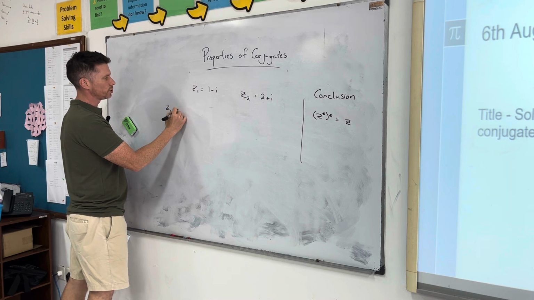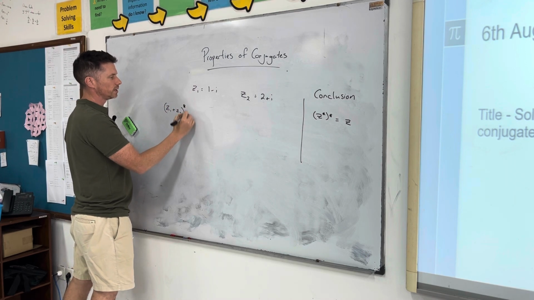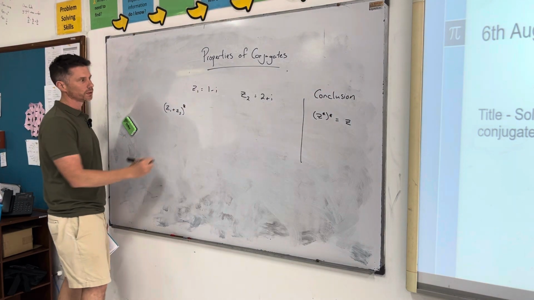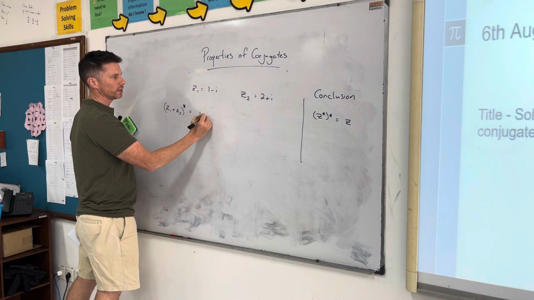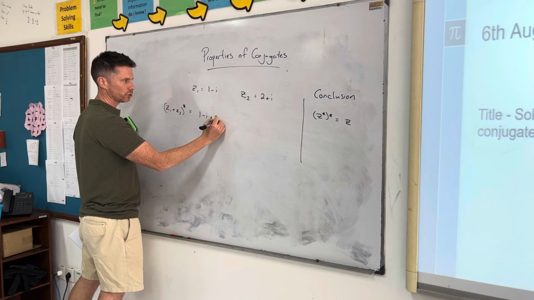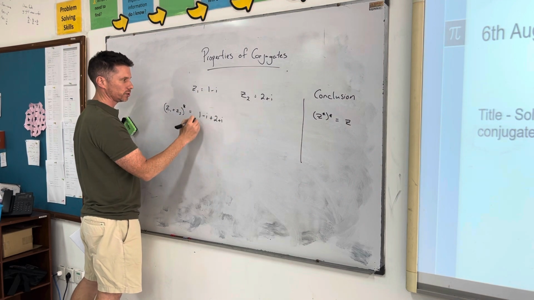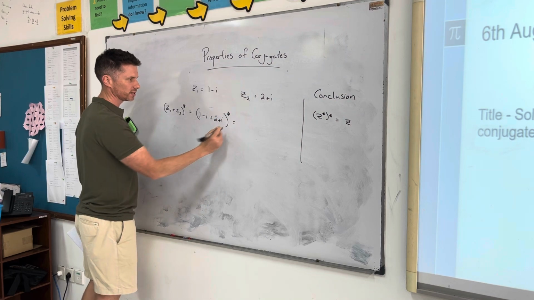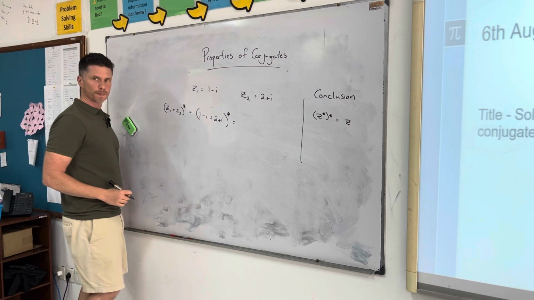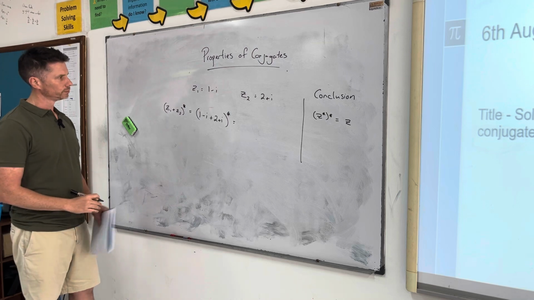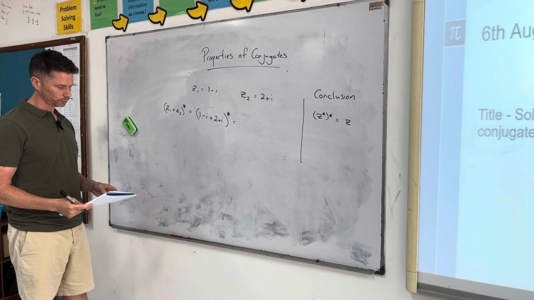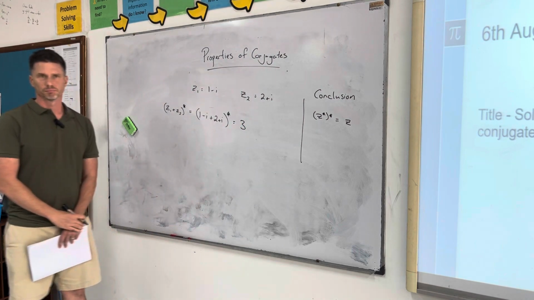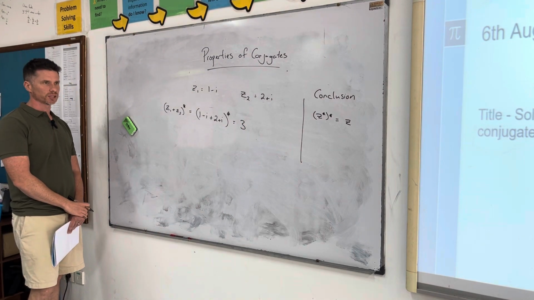Z1 plus Z2. If I add them and then get the conjugate. So 1 minus i plus 2 plus i, so I've added Z1 to Z2 here. What do I get? I'm going to get the conjugate of that in a second. It's 3. That in itself is not that special.